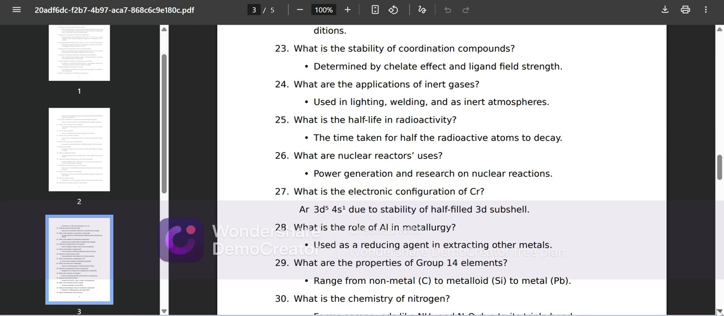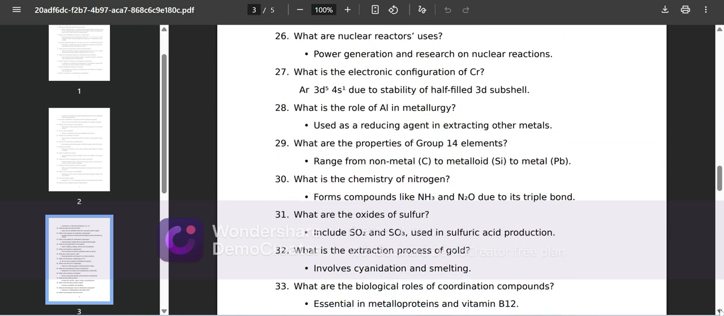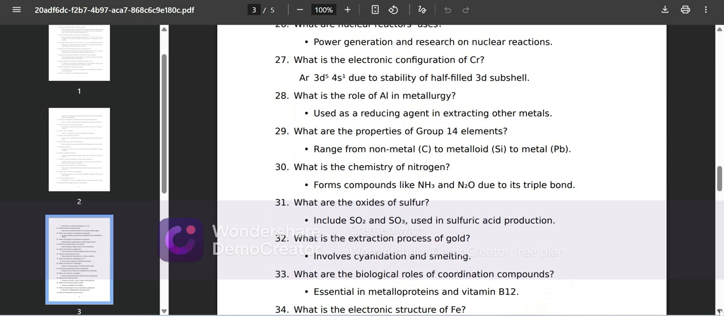What is the half-life of radioactivity? The time taken for half of the radioactive atoms to decay. What are nuclear reactors used for? Power generation and research. What is the electronic configuration of chromium? Ar 3d5 4s1, due to the stability of the half-filled 3d subshell. What is the role of aluminium in metallurgy? Used as a reducing agent in extracting other metals.